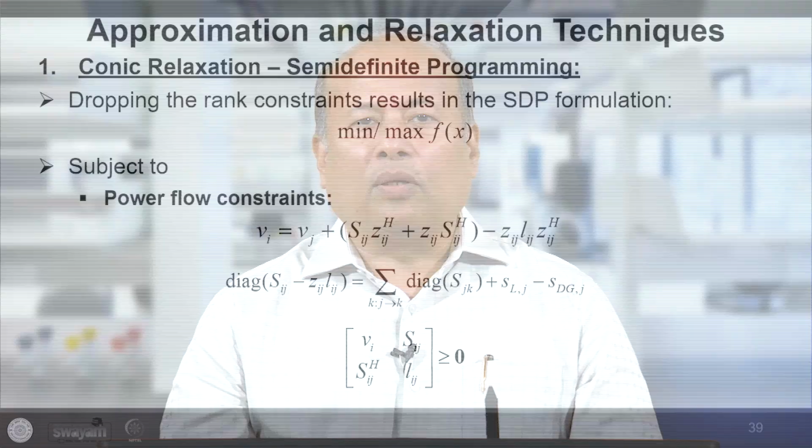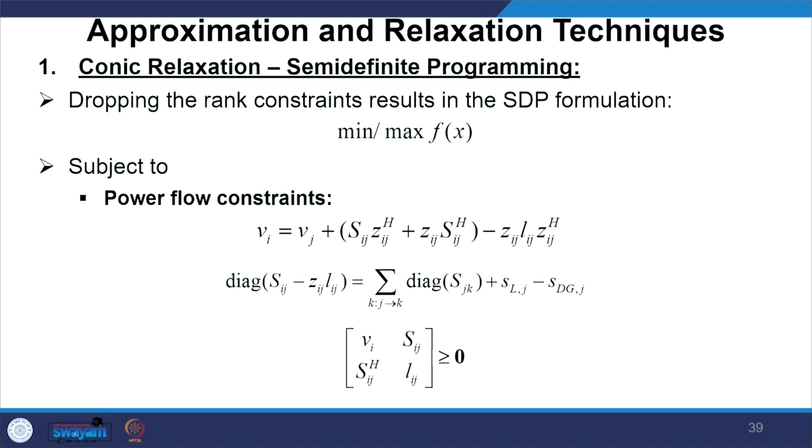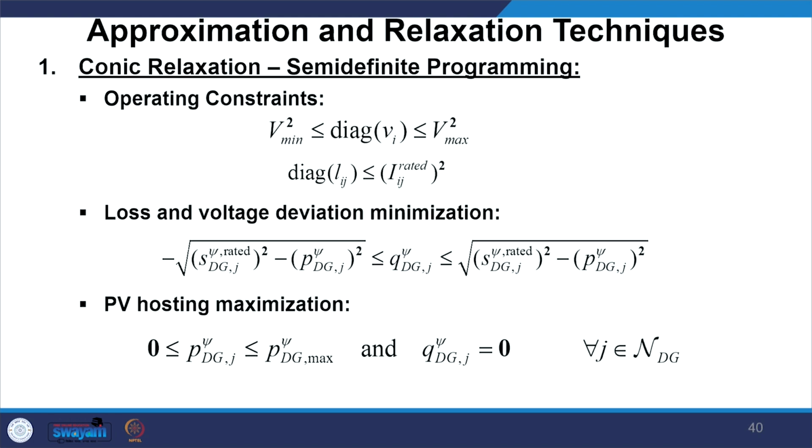So, then one more technique, which is conic relaxation or semi definite program, leads to a convex problem formulation by relaxing nonlinear inequality constraints into convex inequality constraints. So, this is another method which is popularly known as conic relaxation. This is the formulation: objective function, power flow constraints, operating constraints, loss and voltage deviation minimization, and PV hosting maximization formulation.